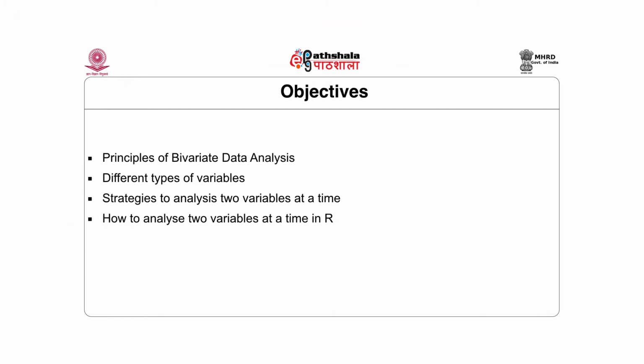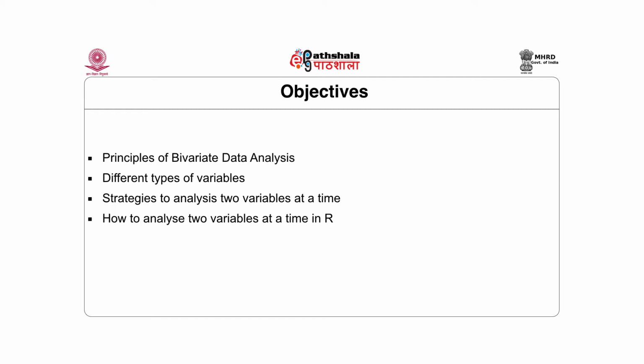So basically, the objectives of this particular lesson is to focus on describing the principles of bivariate data analysis. We talk and discuss or describe and almost itemize, just recapitulate the different types of variables that you will encounter, and some strategies of analysis if you have got a couple of variables, two variables at a time. And particularly how to analyze the two variables at a time in R.